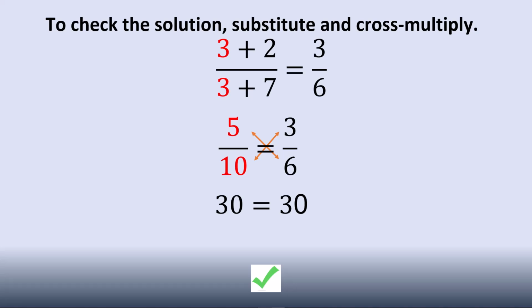We replace 3 in place of the variable. 3 plus 2 is 5, 3 plus 7 is 10. We cross-multiply. 5 times 6 is 30, 10 times 3 is 30, and it works.